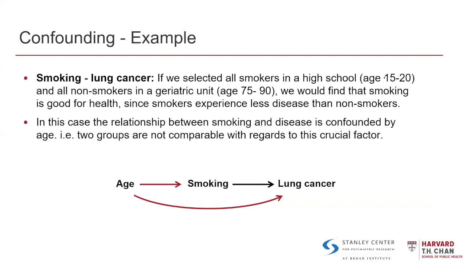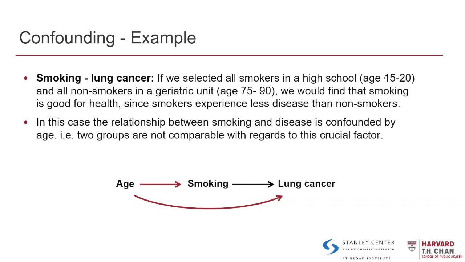Let's look at some more examples, because you might ask, why should we care? If we take the classic epidemiologic example of smoking and lung cancer, and we design a study and select all smokers in a high school between the ages of 15 and 20, and all non-smokers in a geriatric unit between the ages of 75 and 90, we could find that smoking is good for health, since smokers experience less disease than non-smokers.